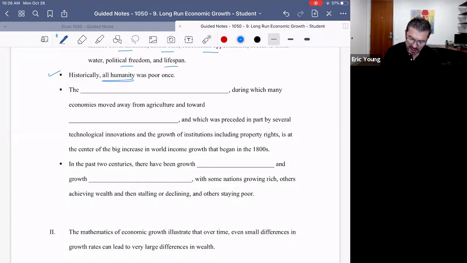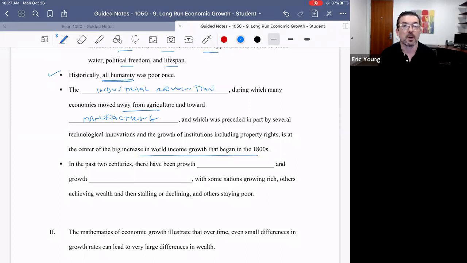Okay. This started to change during the Industrial Revolution, which really only happened a couple hundred years ago. And it was during the Industrial Revolution when economies started moving away from agriculture and toward manufacturing, away from simply subsistence and toward the production of other goods and services, namely capital goods and services. And therefore, it was the Industrial Revolution that allowed the big increase in the income growth that we see in the world right around the 1800s.